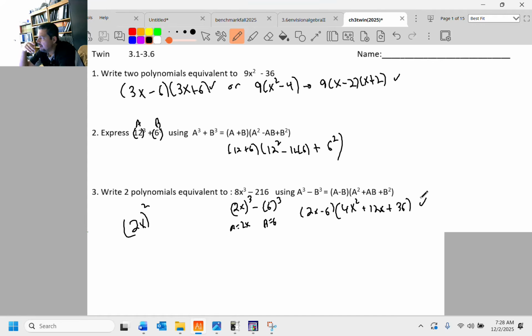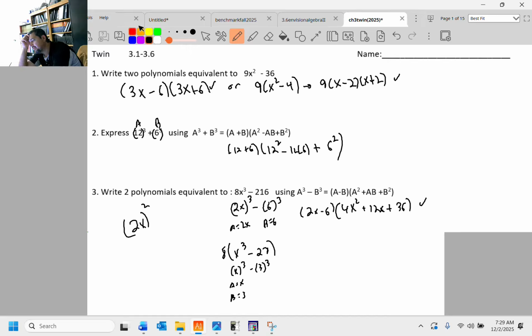Now, when I look at the numbers here, I actually see something that is also divisible by 8. I can pull an 8 from everything. And how many times does 8 go into 216? 27 times. So I can pull a number and I can make it smaller. If I do it this way, I have an x that's cubed, take away a 3 that's cubed. So a is x and b is 3, not negative 3, just 3.